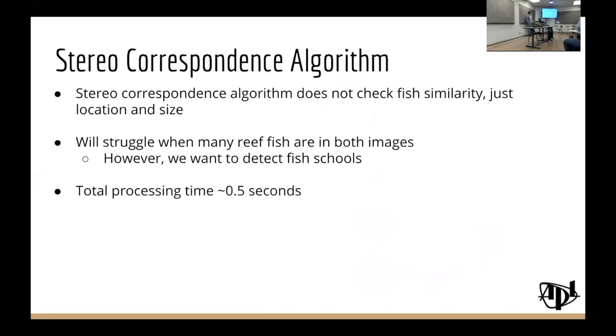And the weak point of this is that I am not checking fish similarity, right? I'm only checking size of bounding box and location. So if there is a tuna here and there's a reef fish that looks to be the same size and location over here, it may find that that's the same detection. And the processing time to go through all of this is about half a second. So that's both YOLO models and doing the stereo detection.